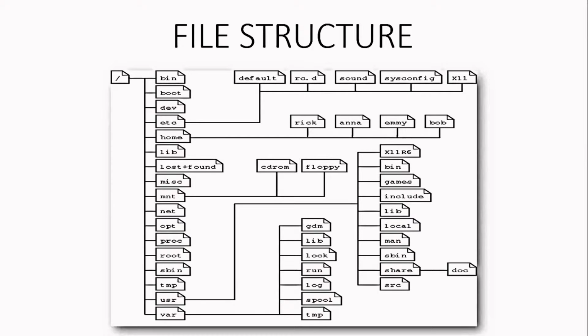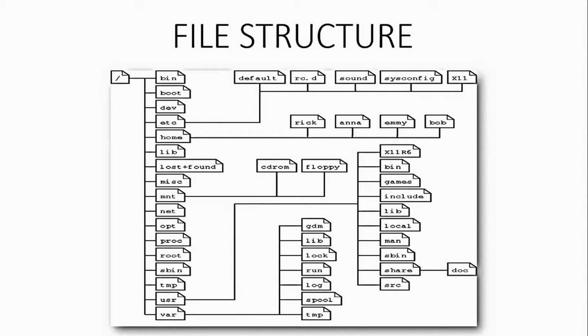Now let's look at a Linux file system. The Linux file system has a tree-like structure, also known as the directory tree. In a Linux file system, each directory has a parent directory, with the exception of / representing the root directory. The root directory is the only directory in the tree without a parent directory.